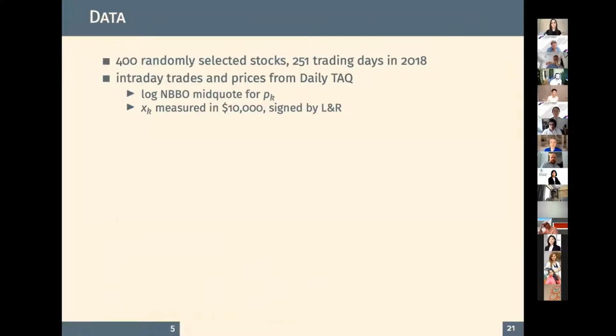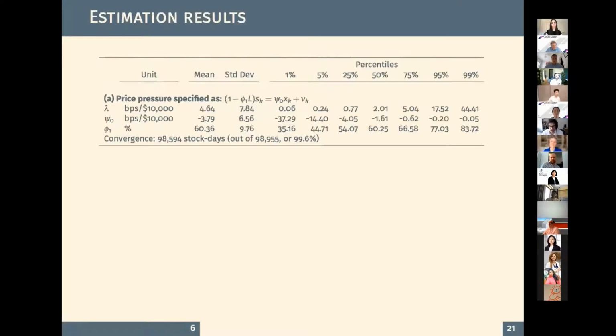So what do I find? Well, very quickly, the data. I chose 400 random stocks from 2018. It's from DTAQ. I used the NBBO midquote as the price. So it's the log difference in the log price as the return. And order flows are in $10,000 signed by the standard algorithms.